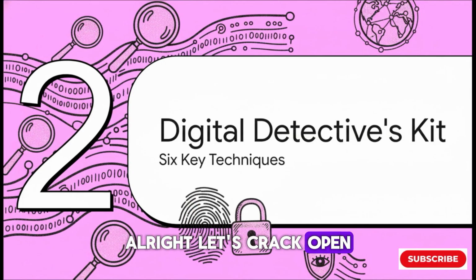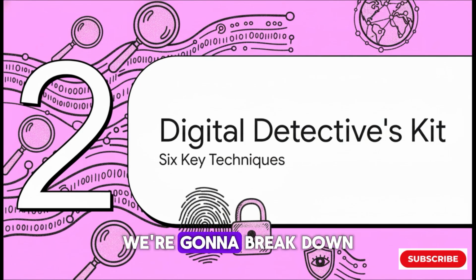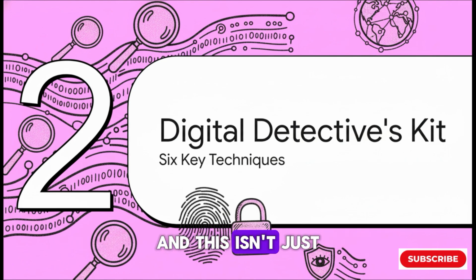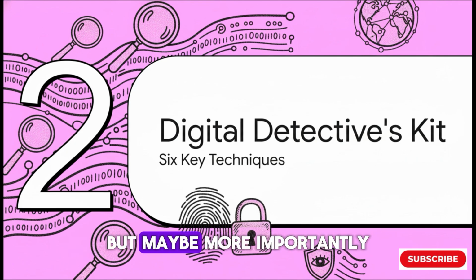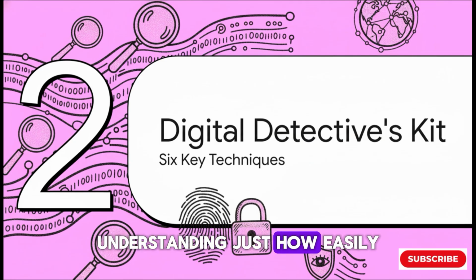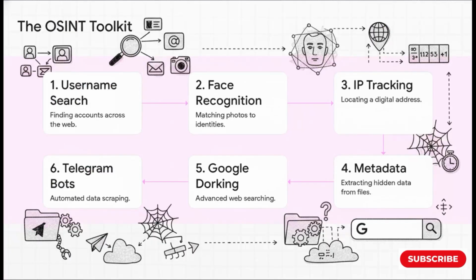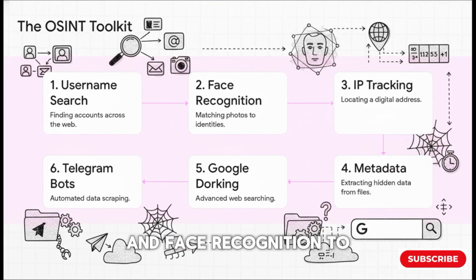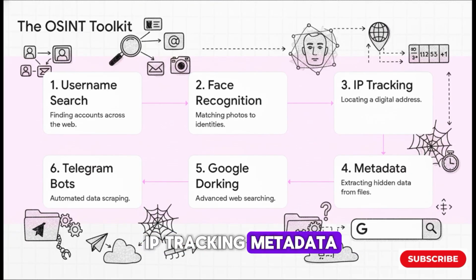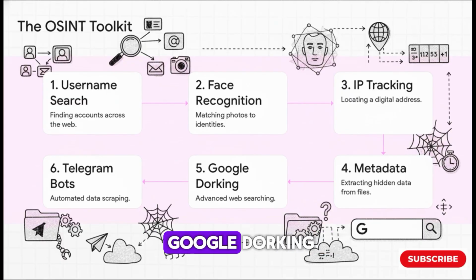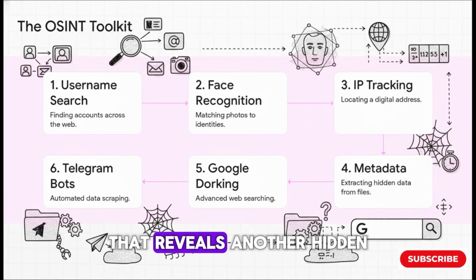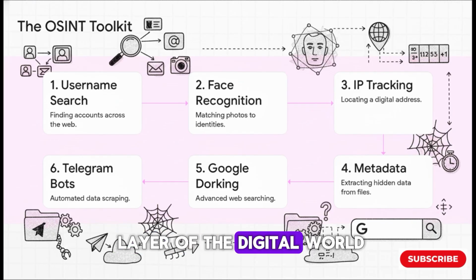All right, let's crack open the Digital Detectives Toolkit. We're going to break down the 6 most powerful OSINT techniques that anyone can learn. And this isn't just about finding information on others, but maybe more importantly, understanding just how easily you can be found. We're going to cover everything from username searching and face recognition to IP tracking, metadata, the absolute magic of Google Dorking, and even some crazy powerful Telegram bots. Just think of each of these as a different lens that reveals another hidden layer of the digital world.